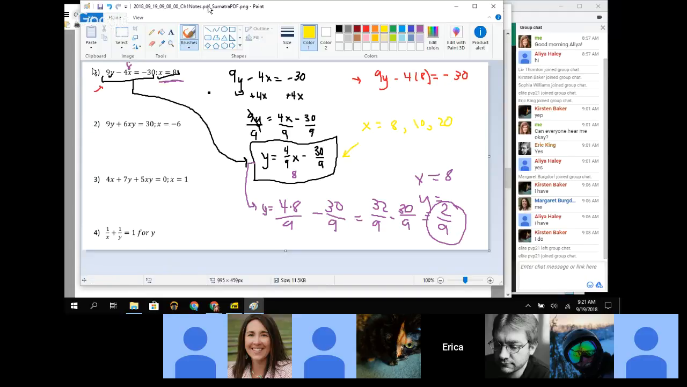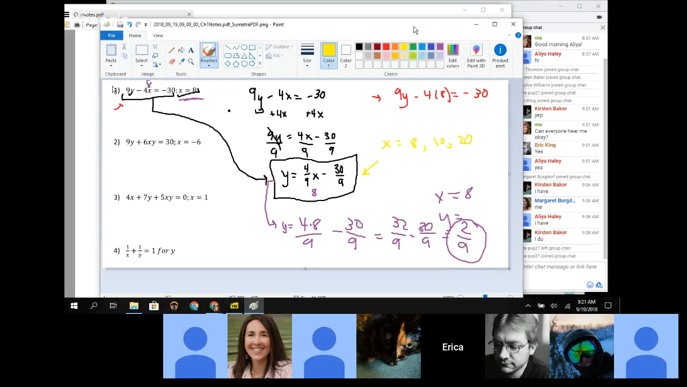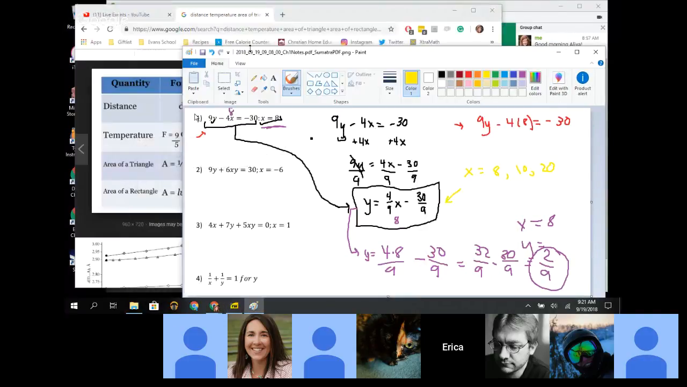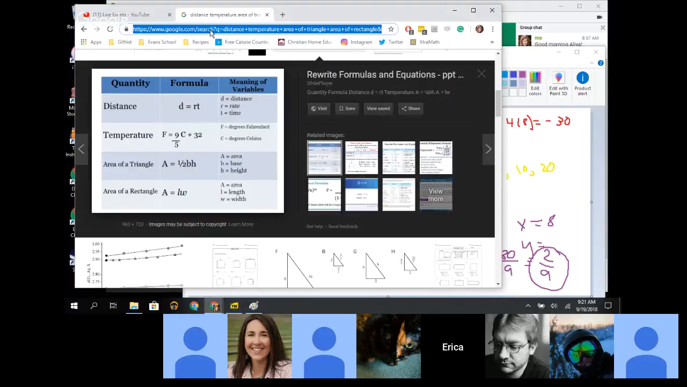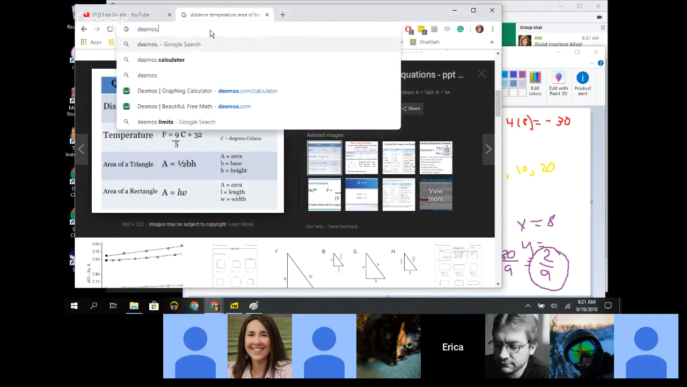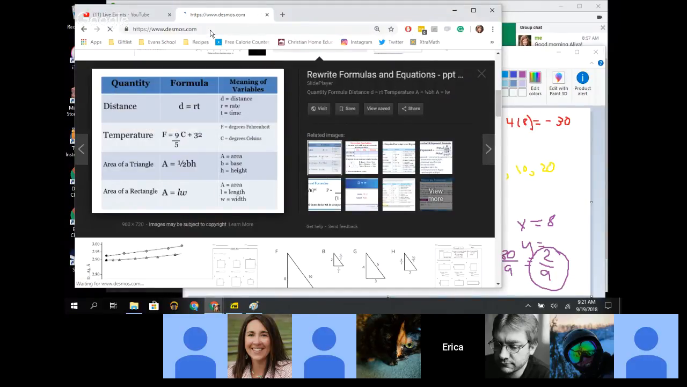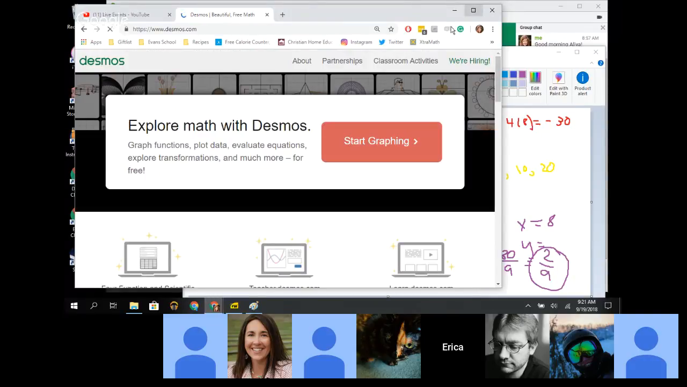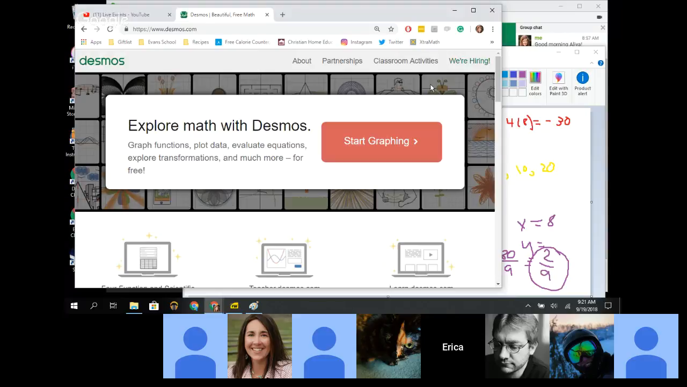So what I want to show you is a graphing tool that I use a lot, especially online, because it's easy to share. And it's called Desmos. And it actually does relate to what we're talking about. So I'll loop back to that. Like I said, if you've had me in class before, you've heard of Desmos. Desmos is an online graphing tool.